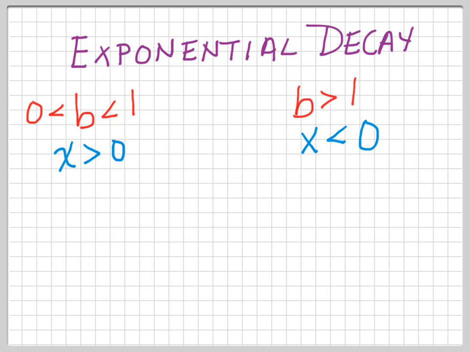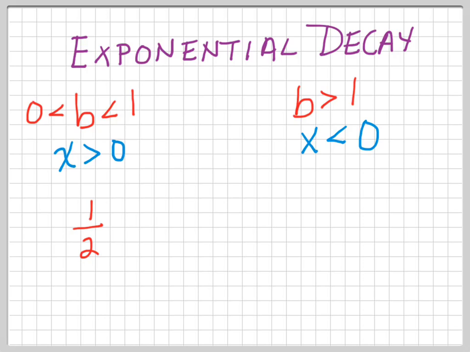Exponential decay is when the base is between 0 and 1 and the exponent is greater than 0, or when the base is larger than 1 and the exponent is less than 0.